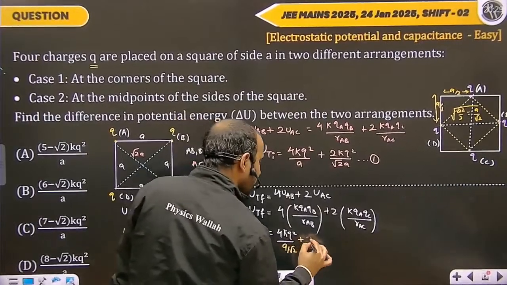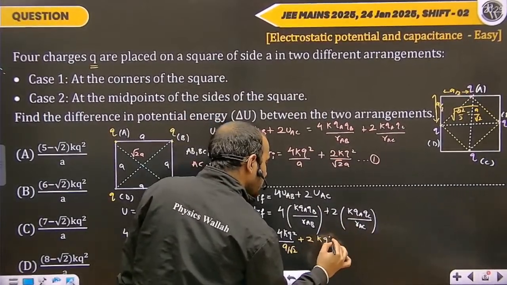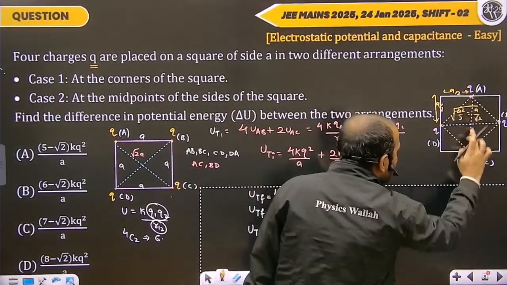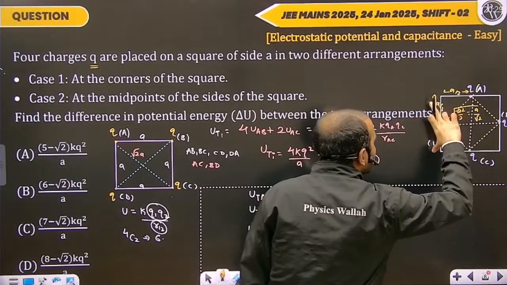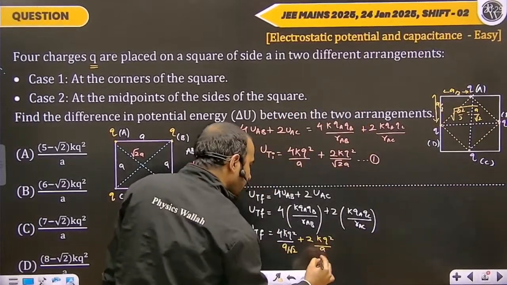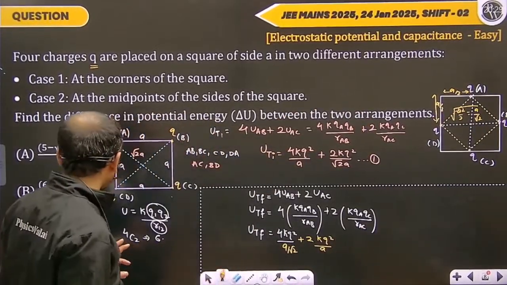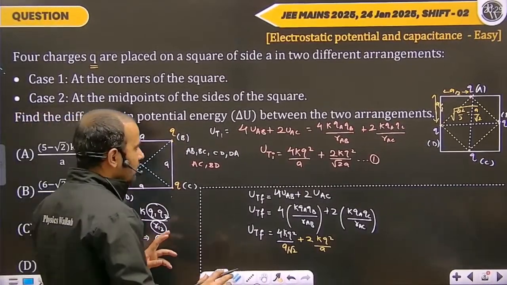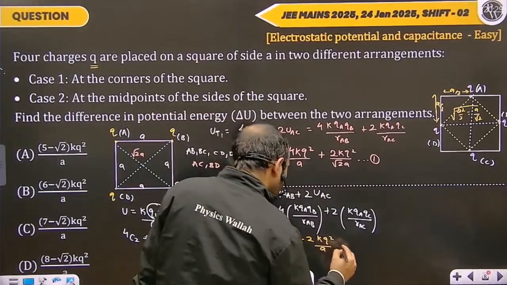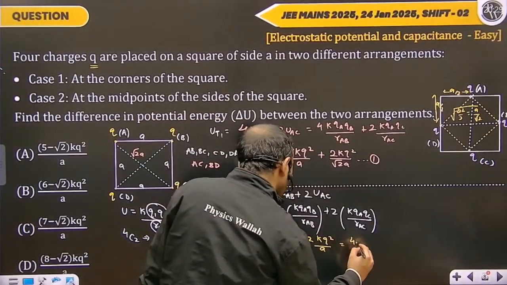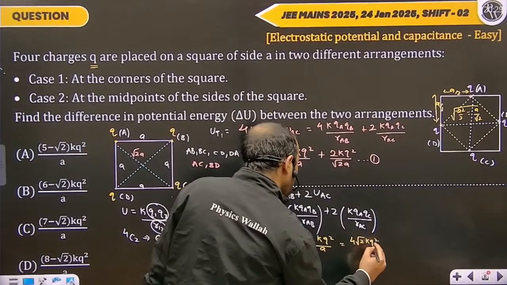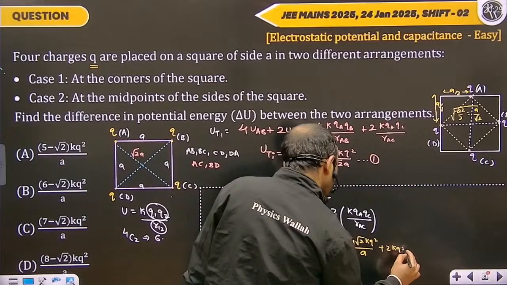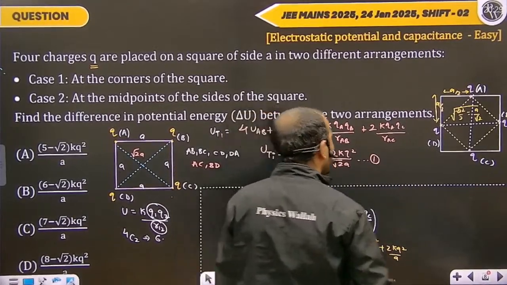Now this is 2 times the potential energy K Q square divided by RAC. What is A to C? It is nothing but the side of the square only. It will be A. They are asking the difference of that, so let us get the difference of this particular term. This will be 4 root 2 KQ square divided by A plus 2 KQ square divided by A. Now let us take the difference of that.